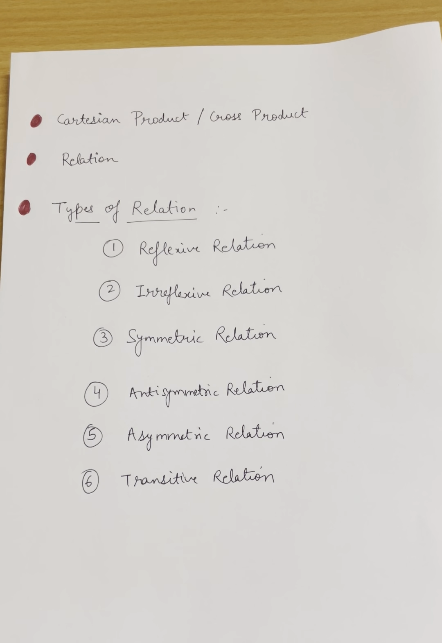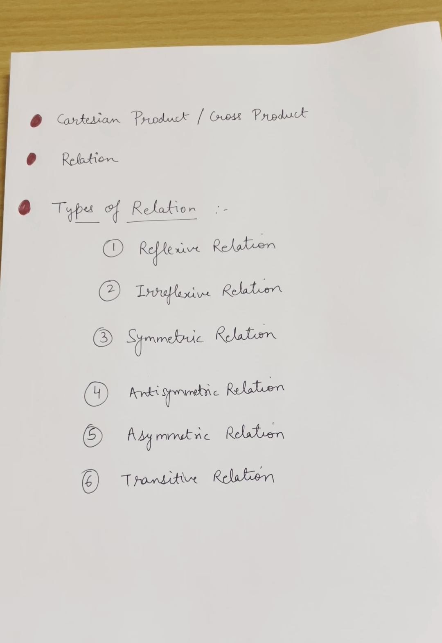In the previous video we saw some basic properties of sets like power set, subset, etc. So in this video we talk about relation. The first topic is Cartesian product or cross product, the second one is relation, and the third one is types of relation. One by one we will discuss each topic. Okay, so let's start with the first one.